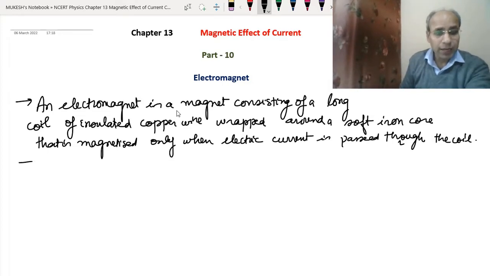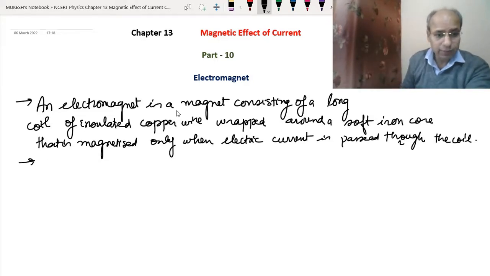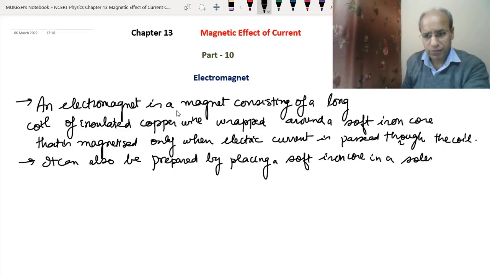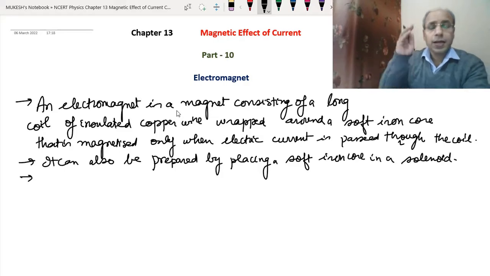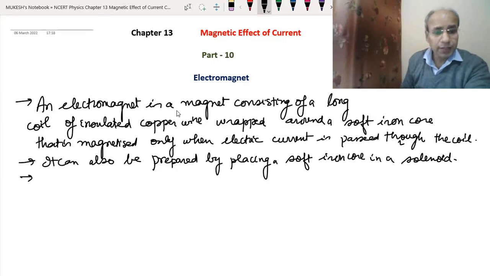If we put an iron core inside a solenoid, then also an electromagnet can be prepared. It can be prepared by placing a soft iron core in a solenoid. And it is a temporary magnet. I told you it will remain a magnet only as long as the current is flowing, so that is why we call it a temporary magnet.